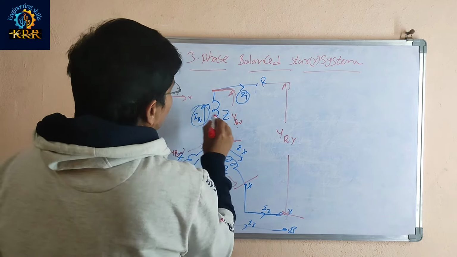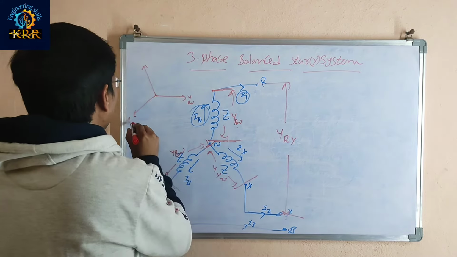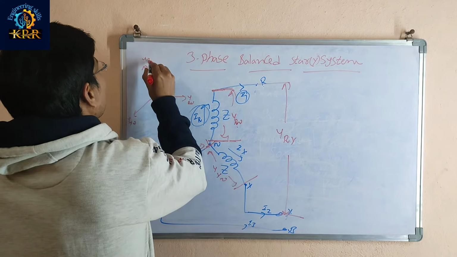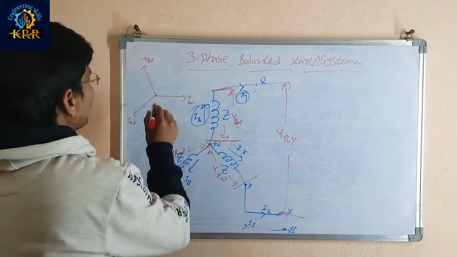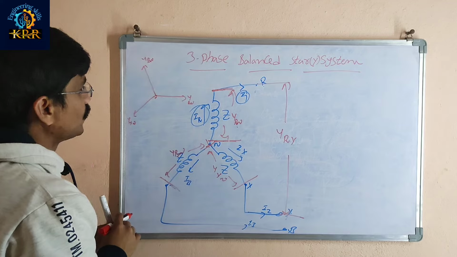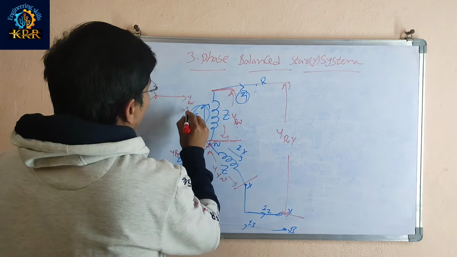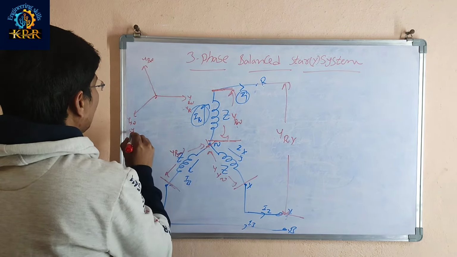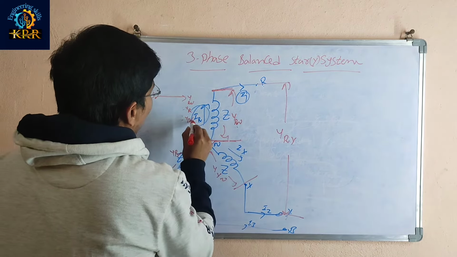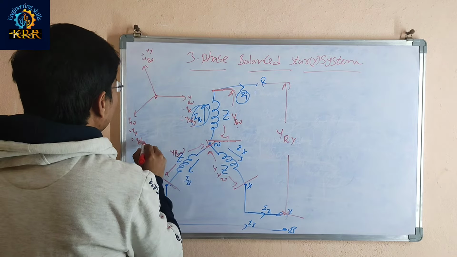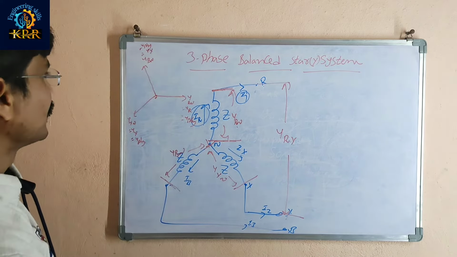This is called voltage at R to N. This is voltage at Y to N. This is voltage at B to N. This is called the neutral. These are the phase voltages. This you can treat as voltage at R, this as voltage at Y, and this as voltage at B. This is the phase voltage. Sequence of RYB.